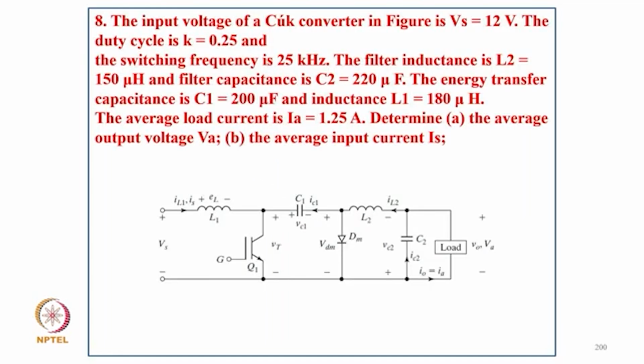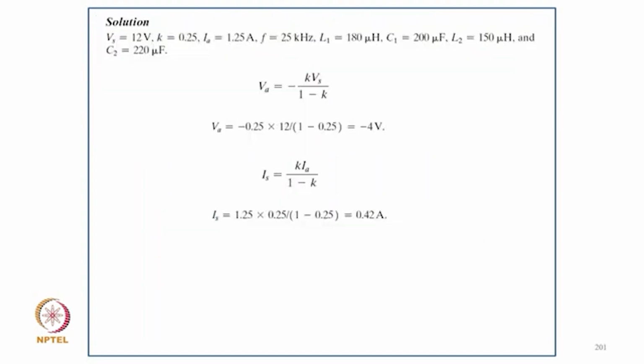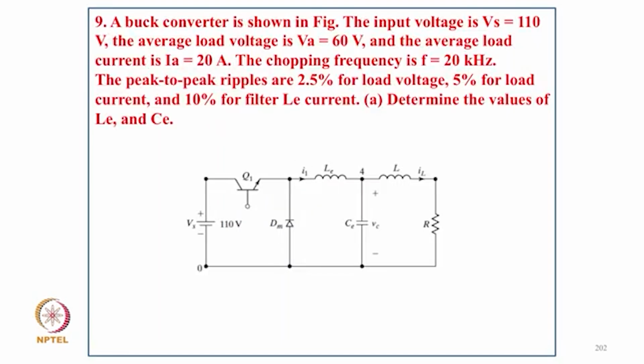Coming to numerical problem 8: the input voltage of the converter is given in the figure, VS equal to 12 volt. The duty cycle is 0.5 and the switching frequency 25 kilohertz. The filter inductance is 150 microhenry and the filter capacitor is 220 microfarad. Energy transfer capacitor is 200 microfarad and inductor is 180 microhenry. The average load current IA is equal to 1.25. Determine the average output voltage and average input current. So putting the values, we get the average voltage minus 4 volt and the input current comes 0.42.